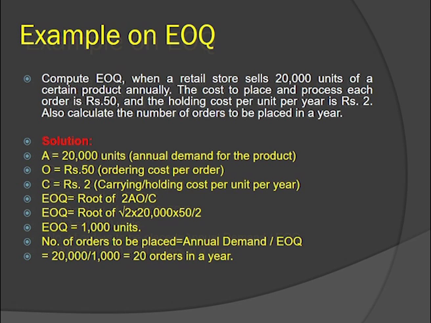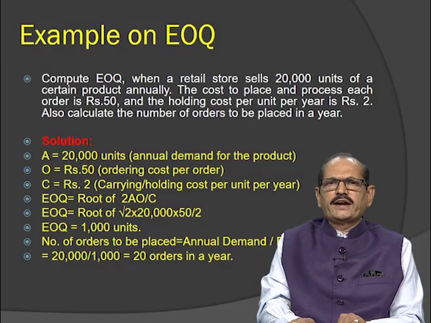Here we have the formula, the square root of 2 into A into O divided by C. A stands for annual consumption or annual requirement, that is 20,000 units, and O is given in the problem as 50 rupees, and carrying cost per unit per year is 2 rupees. So, now substitute these values in the formula, the square root of 2 into A into O divided by C. Here you get 1000 units.